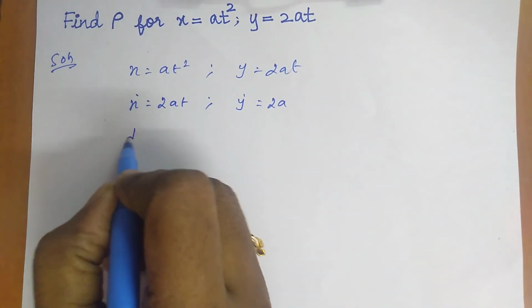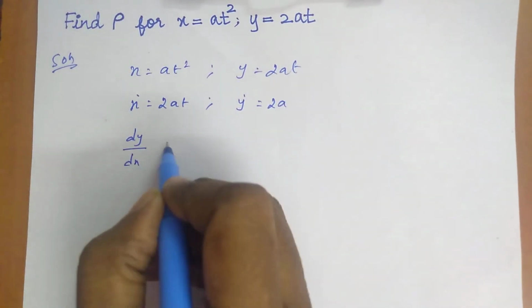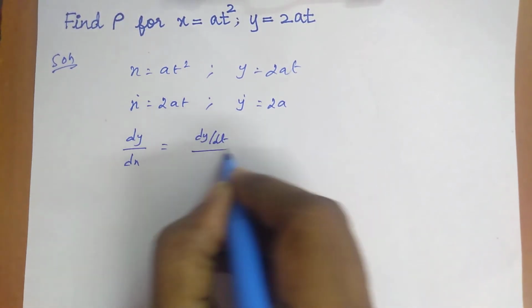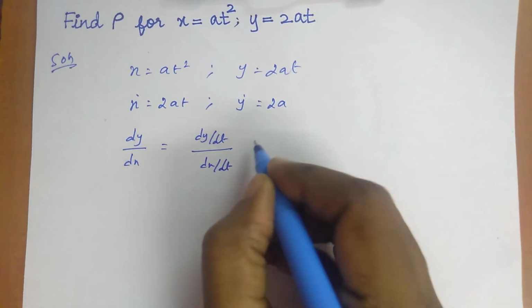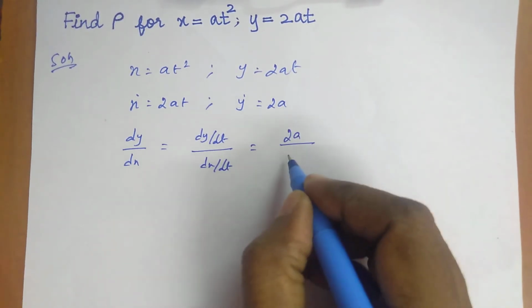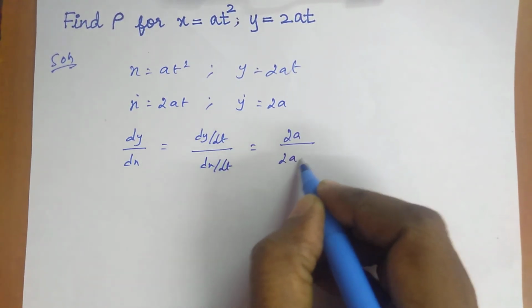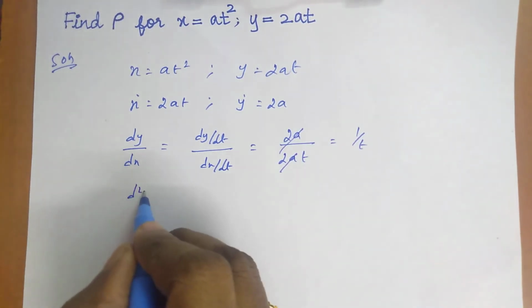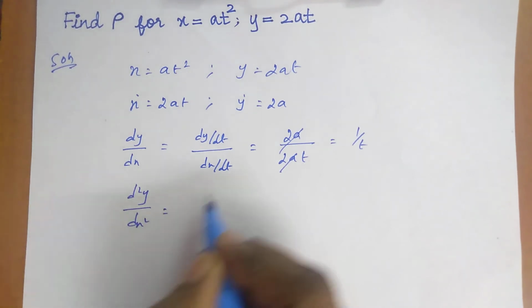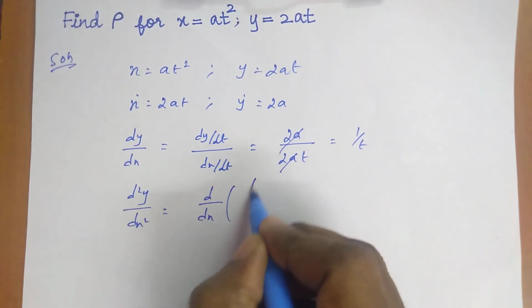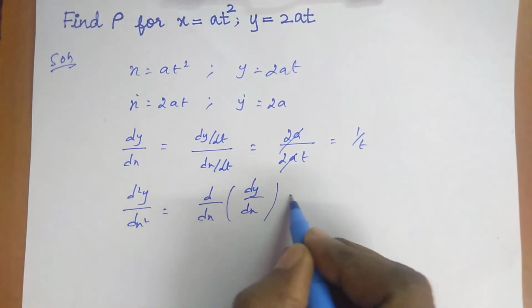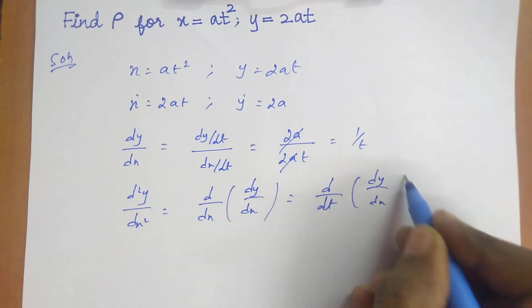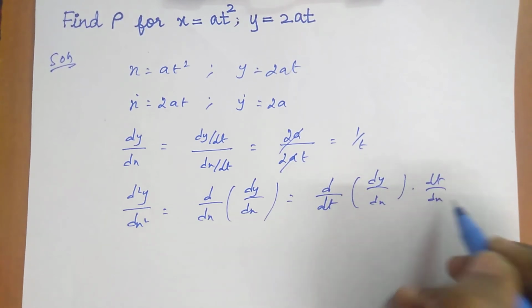So now dy by dx, here also we are using the same Cartesian formula. So dy by dx is nothing but dy by dt divided by dx by dt, that is equal to 2a divided by dx by dt, which is 2at. So you can cancel the 2a, that is equal to 1 by t. Now the second derivative d square y by dx square equal to d by dx of dy by dx, that can be written as d by dt into dy by dx into dt by dx.